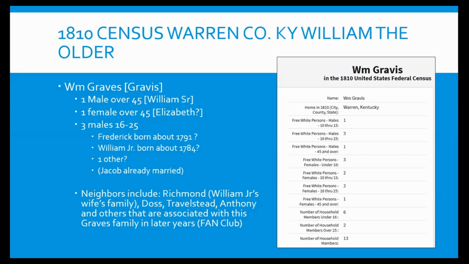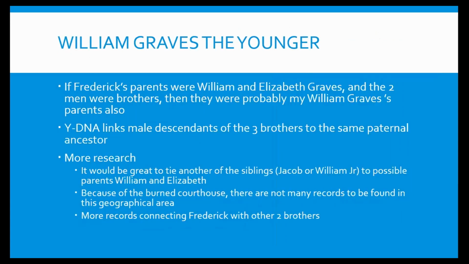And when I look at the neighbors of this William Graves in Warren County, Kentucky, I notice a number of people listed who I know are fan club members of my Graveses from Sumner County. So I think I feel really good about this William Graves being related to my William. So what have we learned? I think we have figured that Frederick's parents, or at least Frederick's father, was William. Elizabeth could be a second wife. She doesn't necessarily have to be Frederick's birth mother, but she could be.